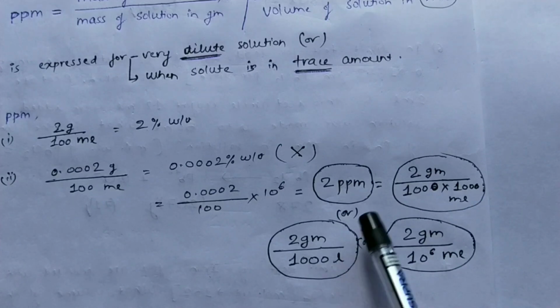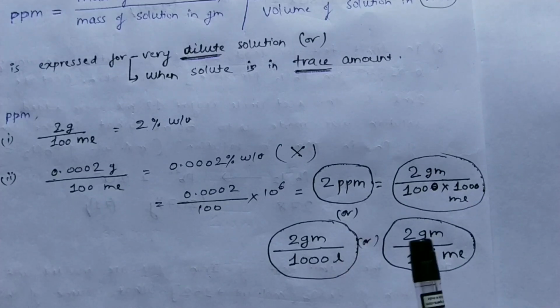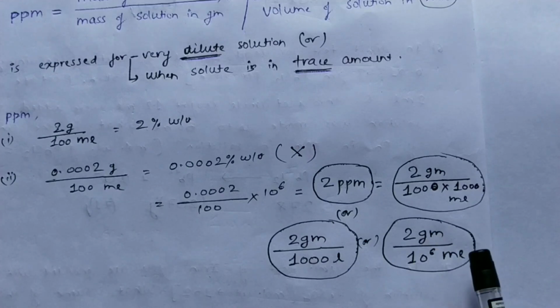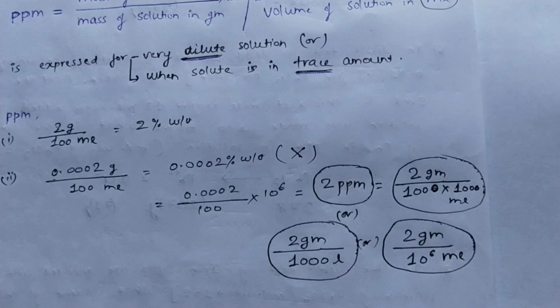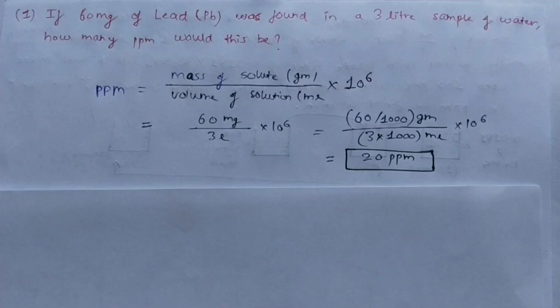So 2 parts per million is giving us 2 pieces of information. In 10 to the power 6 ml or 1 million milliliter solution, you have 2 gram solute, or in 1000 liter you have 2 gram solute. This is all about the parts per million. Now coming to the numerical.